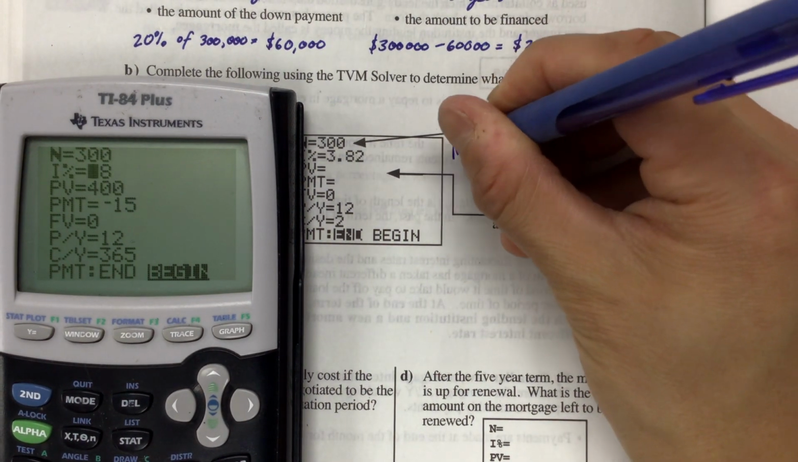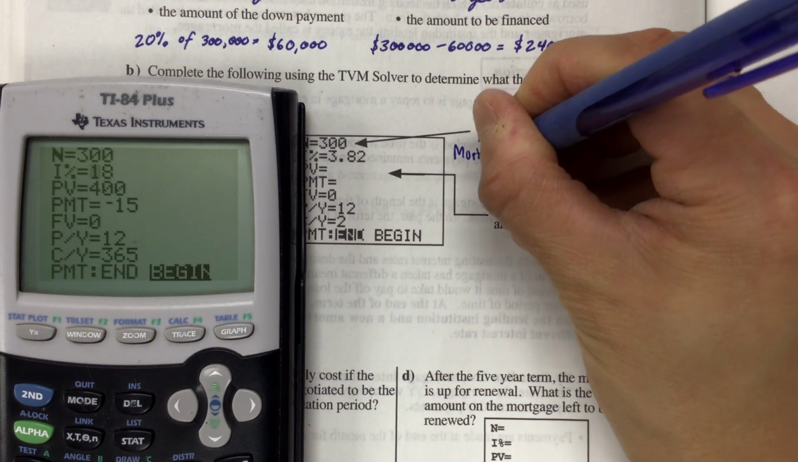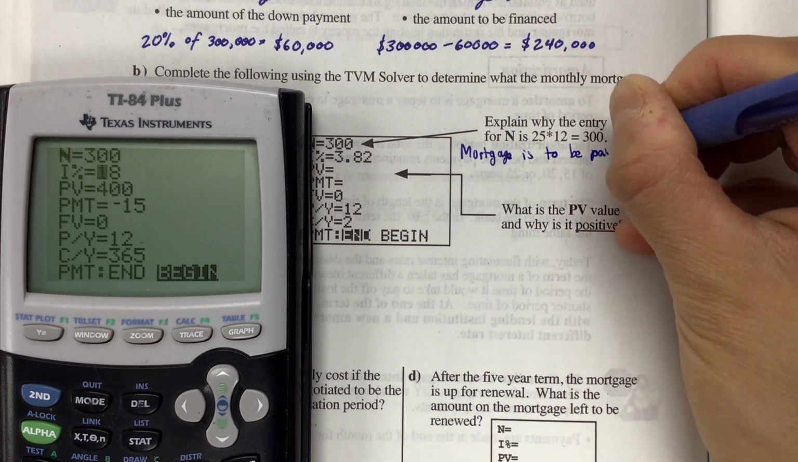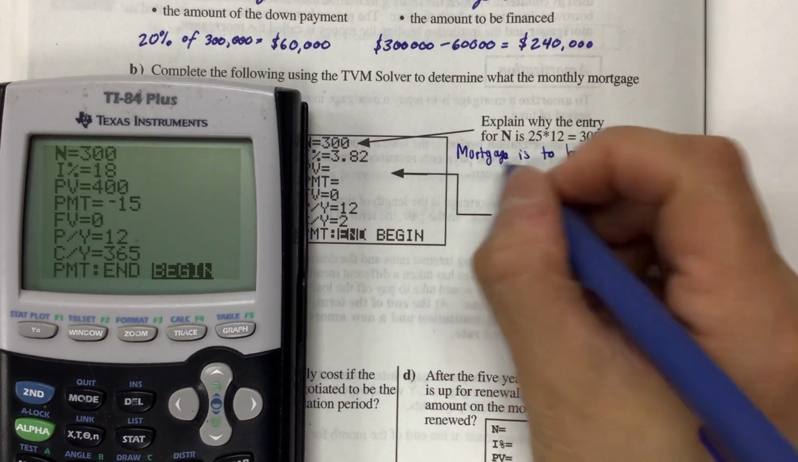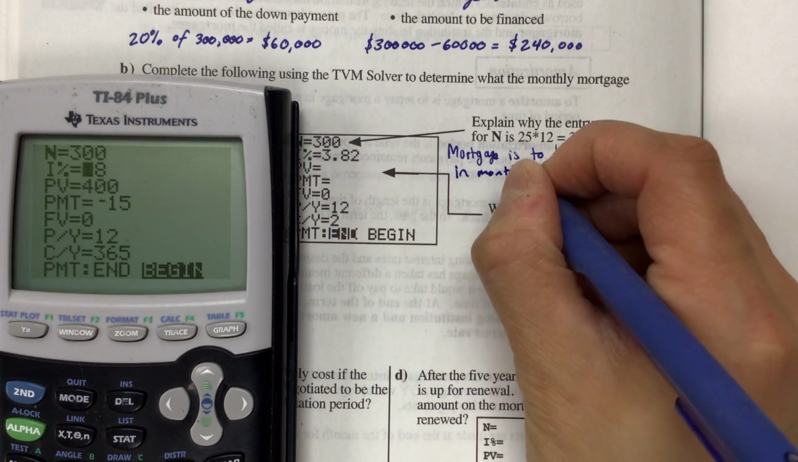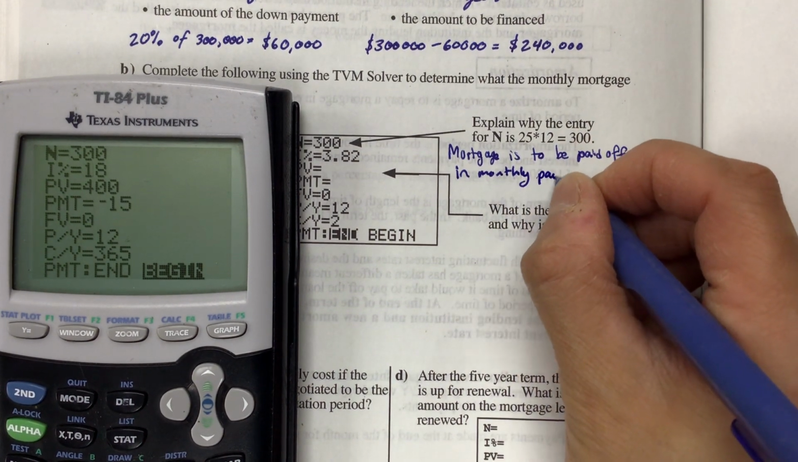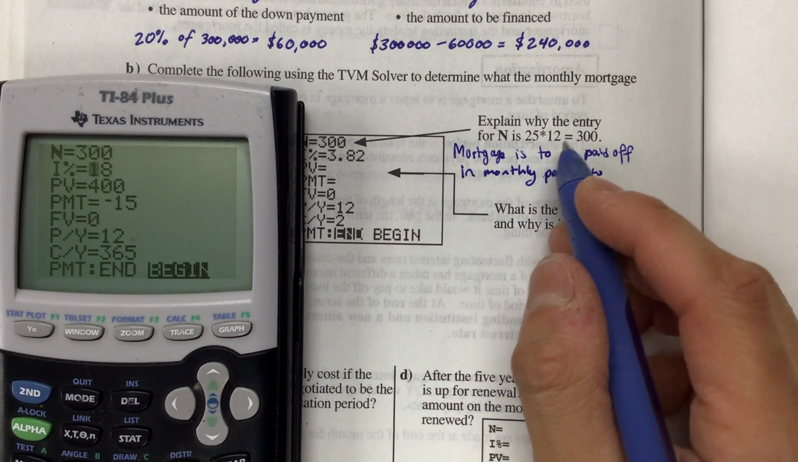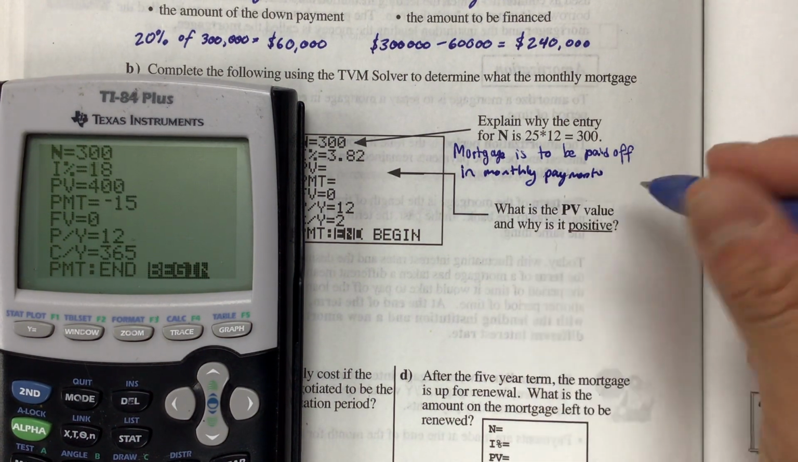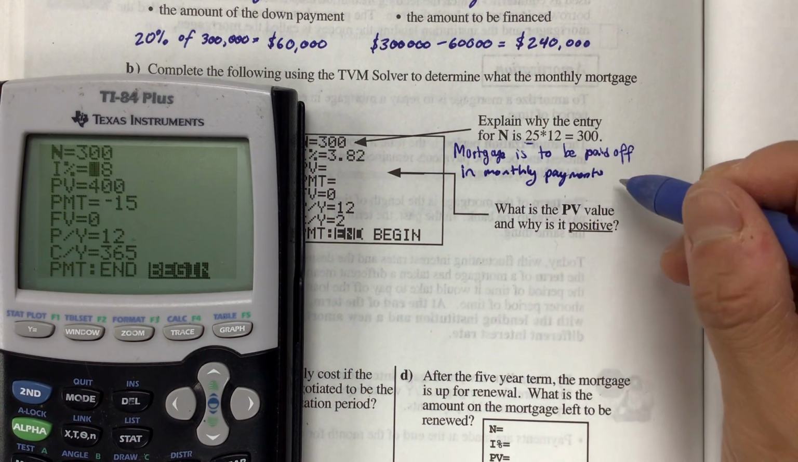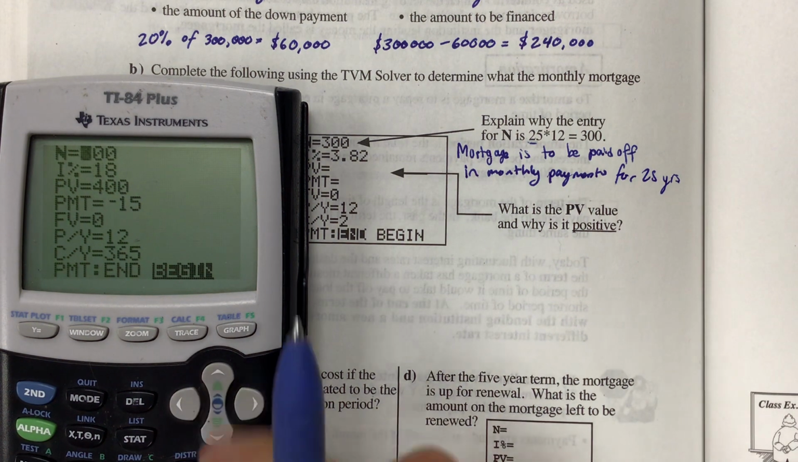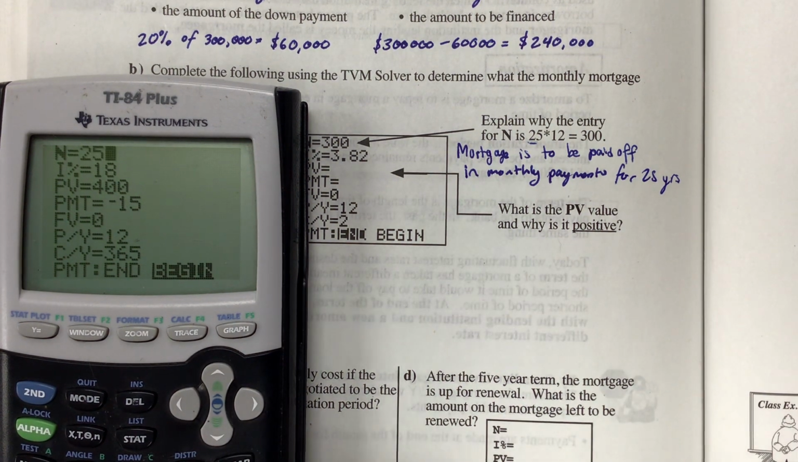The mortgage is to be paid off in monthly payments, right? So we pay them off per month, and we're doing that for an amortization period of 25 years. Let me just run through that again. Because of that, 25 years at monthly payments is 25 times 12.